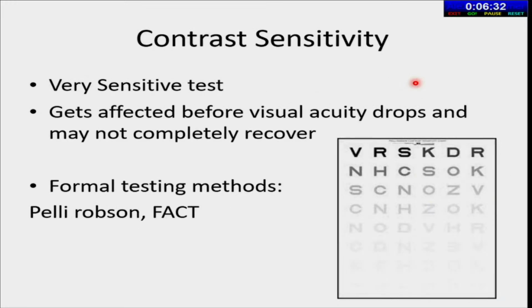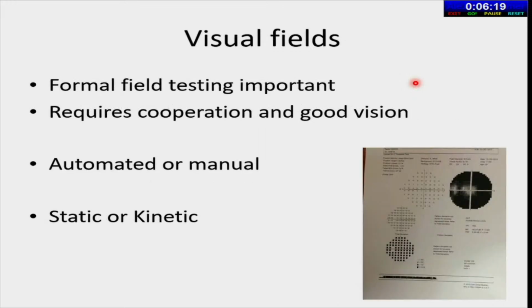Contrast sensitivity, again, is an early sign in neuroophthalmic conditions, and you can look at this Pelli-Robson contrast chart that we see here. This is lost in neuroophthalmic or optic nerve conditions and often may not even recover. So we should be familiar with this. Visual fields, of course, will be discussed in detail later. It's something that you must be familiar with.